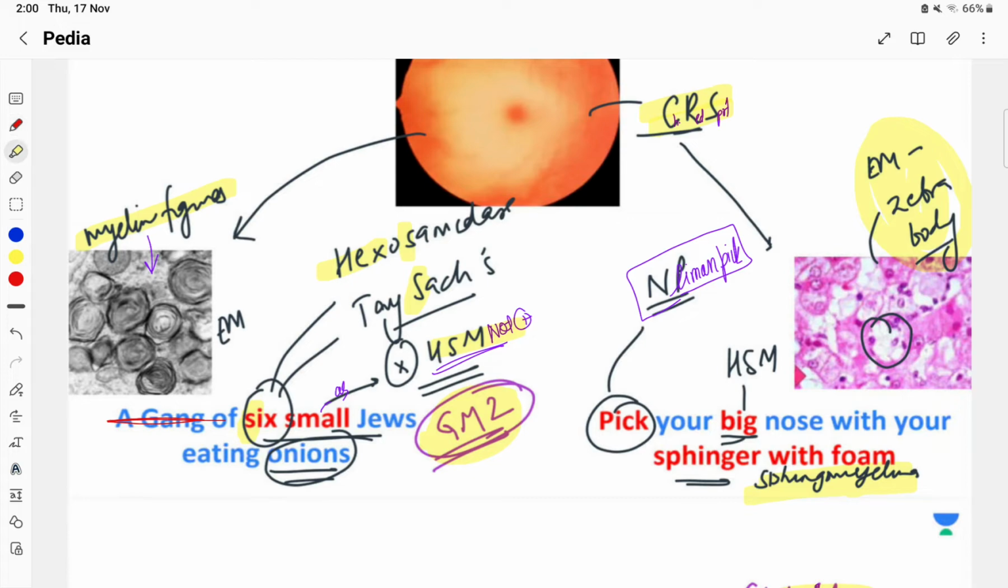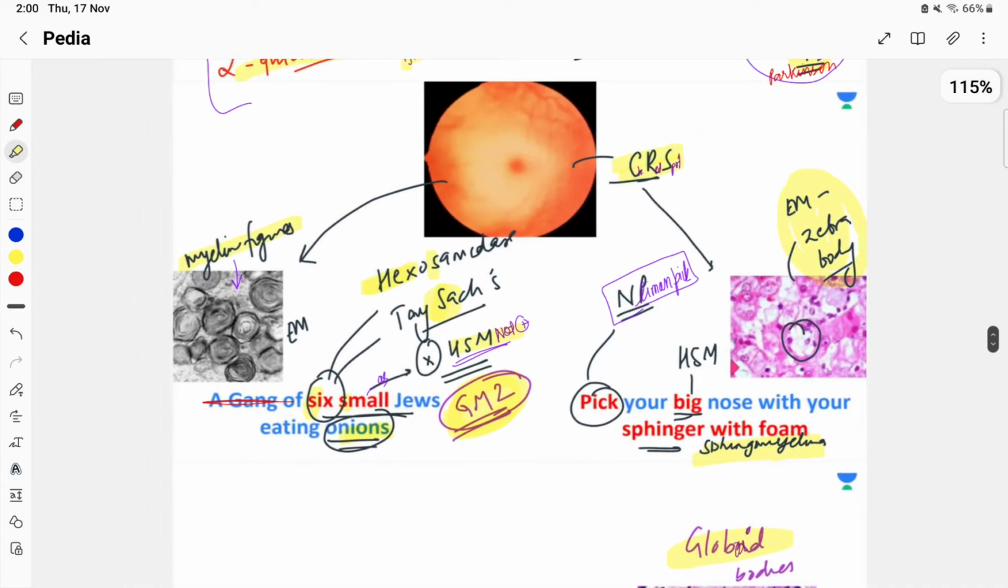Now this six is first of all hexa, so it's hexosaminidase. And SA, you can remember Tay-Sachs disease. And there is no hepatosplenomegaly because they are small. So there is no hepatosplenomegaly. And it is GM2 gangliosidosis. Okay, GM2 accumulates here, and onion-like myelin figures are seen on electron microscopy.